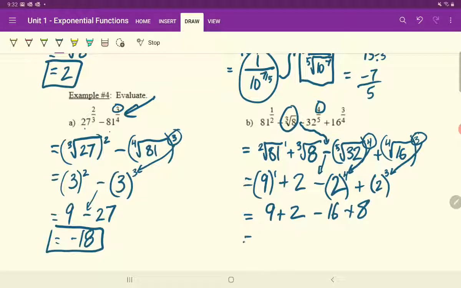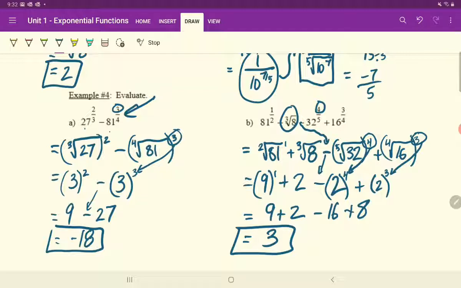Look at that. We were able to solve this. I know that it seems easy, but you just really need to practice this over and over again. But we were able to solve this without even pulling out our calculators. So we have 9 plus 2 is 11, minus 16 plus 8, we end up getting 3.